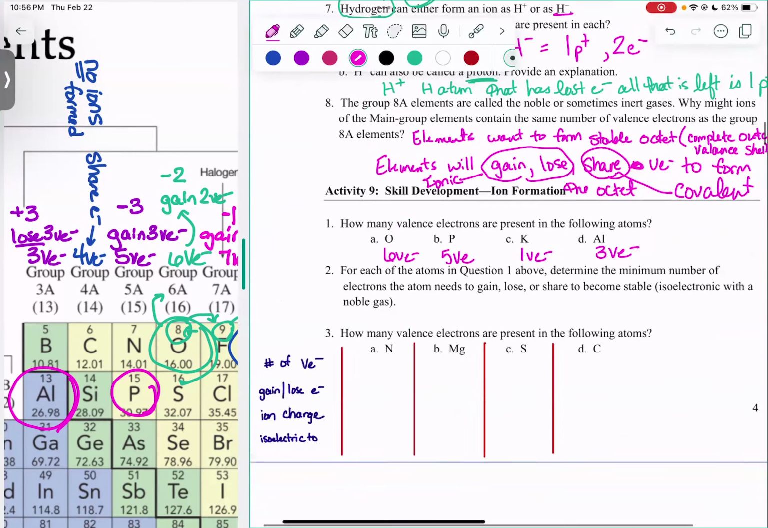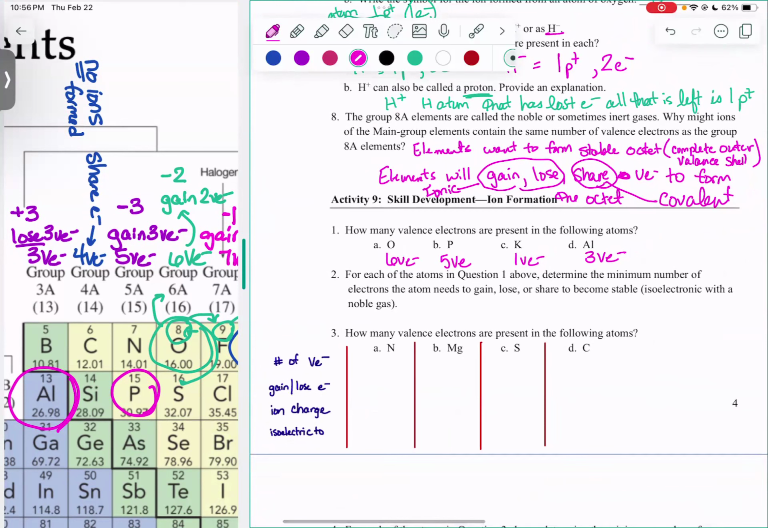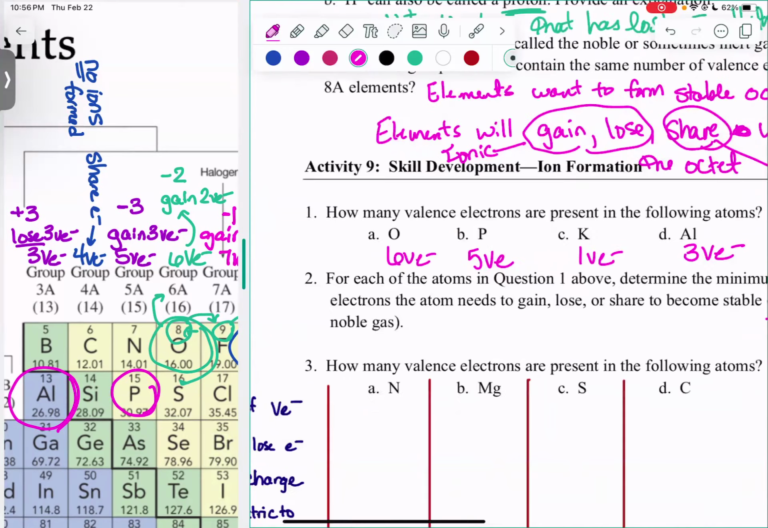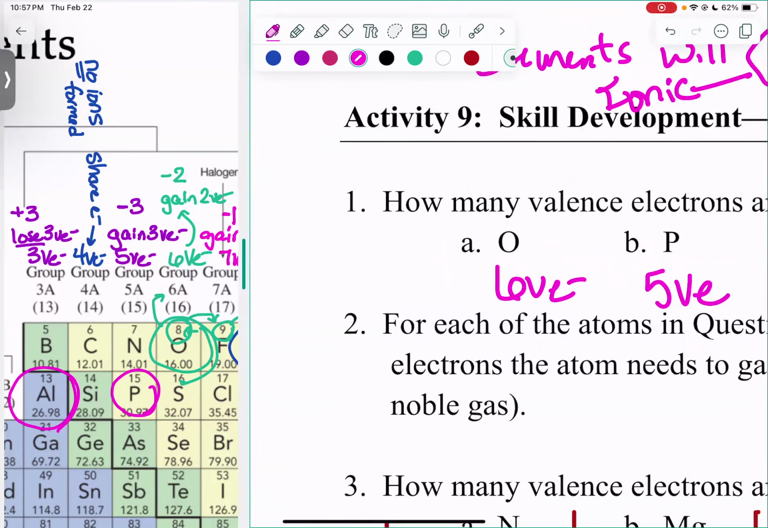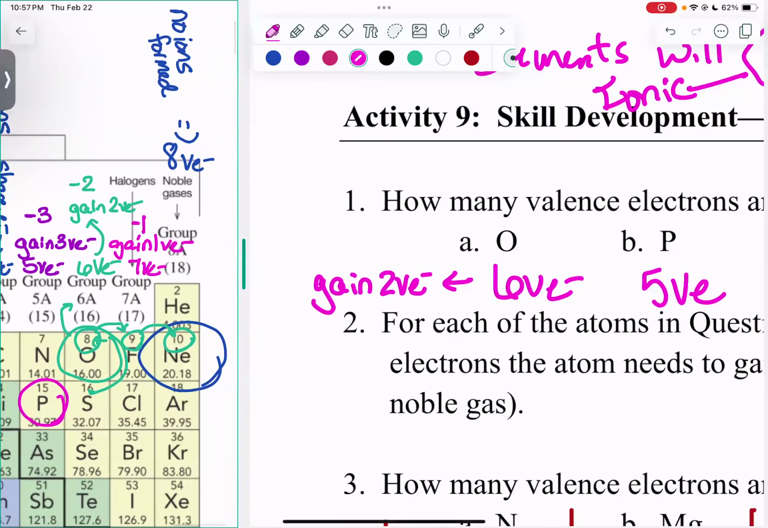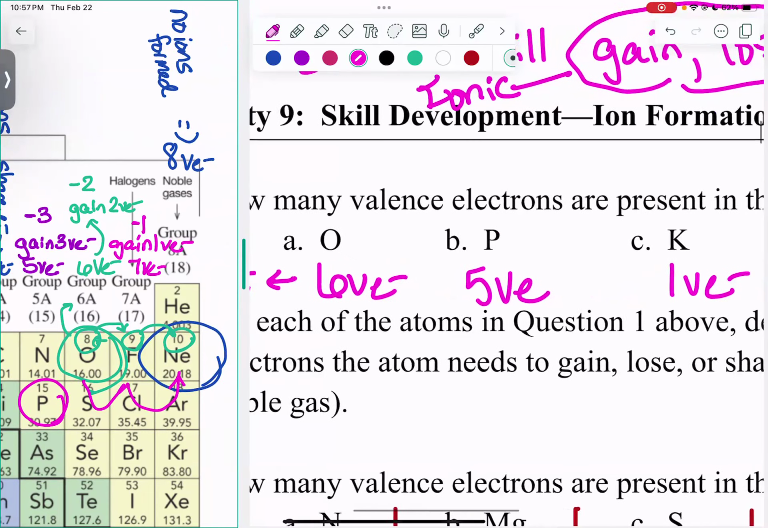Okay, and then for number 2, for each of the atoms in question 1, determine the minimum number of electrons an atom needs to gain, lose, or share to have a stable outer electron configuration, which means you are isoelectronic with a noble gas. So oxygen is going to gain 2. Once it gains 2 valence electrons, it's going to have a charge of -2, and it's going to look like neon. It's isoelectronic to neon.